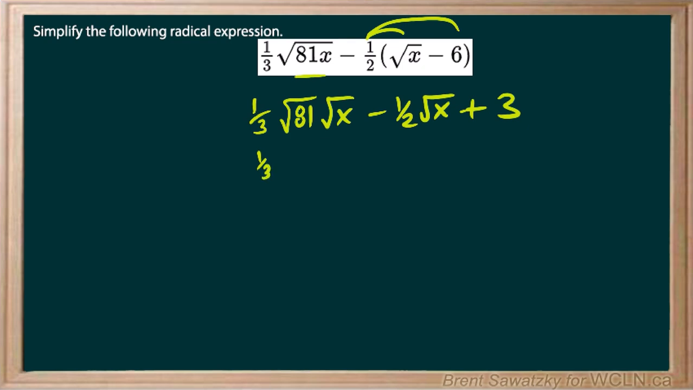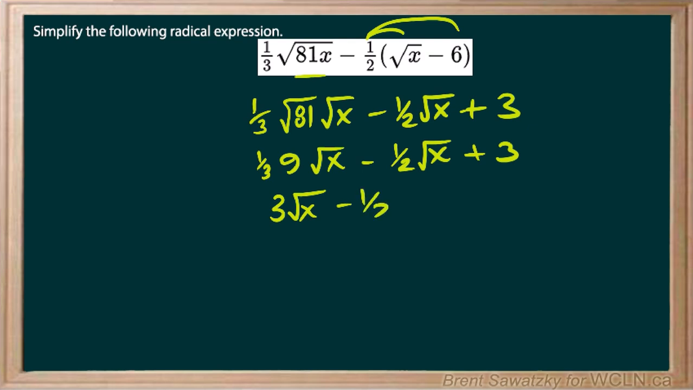1/3, we know the square root of 81 is 9, root x minus 1/2 root x, so everything else will keep the same for the moment. 9 times 1/3 is just, you could look at it as 9 over 3, so that would just be 3 root x minus 1/2 root x plus 3.